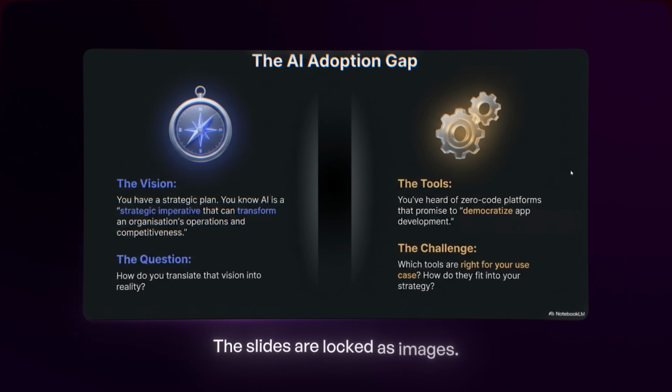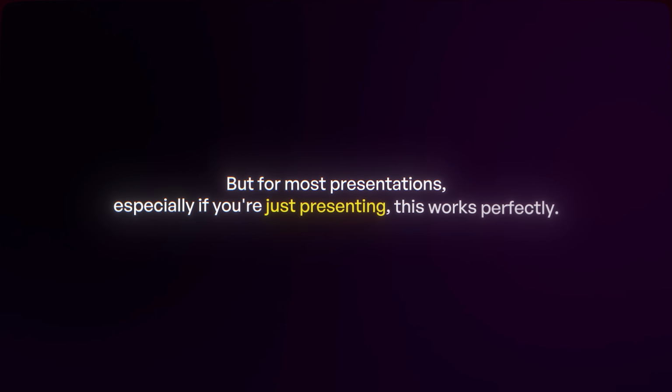The slides are locked as images. If you need to edit them heavily, you'd have to convert the PDF to Google Slides or PowerPoint separately. But for most presentations, especially if you're just presenting, this works perfectly. So that is how you build a presentation from a simple text prompt.